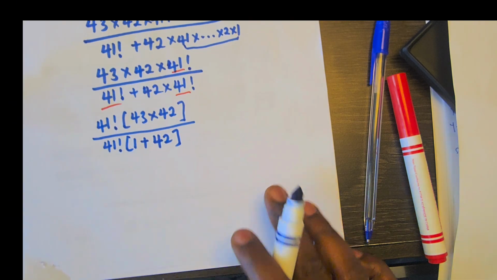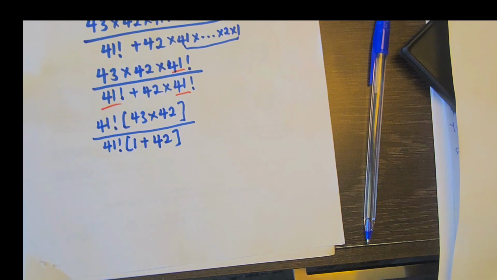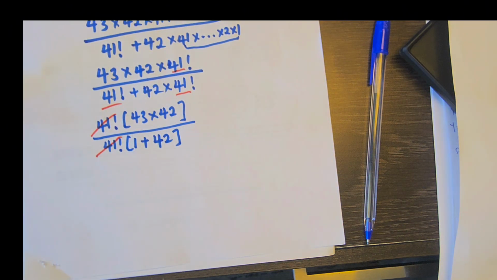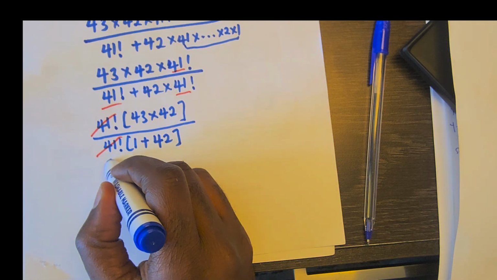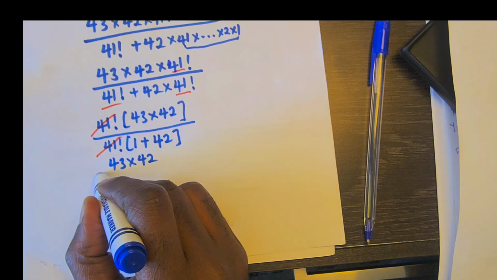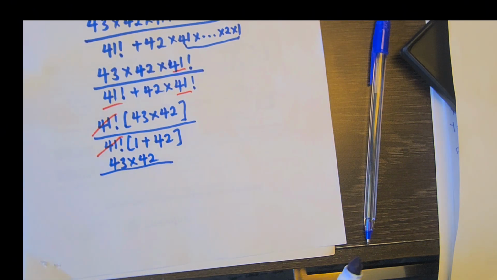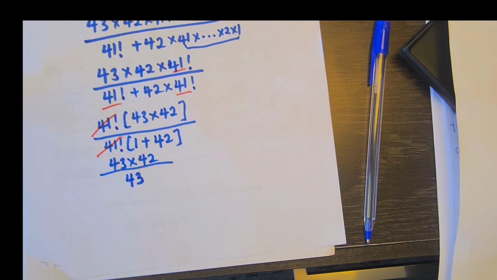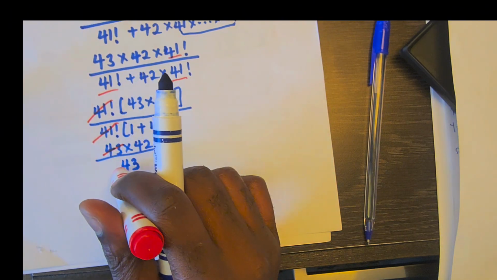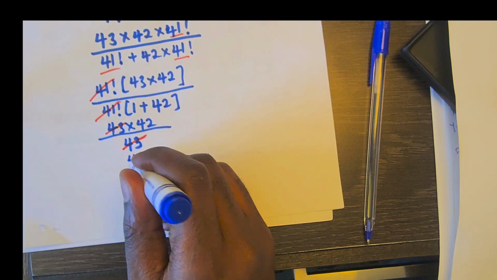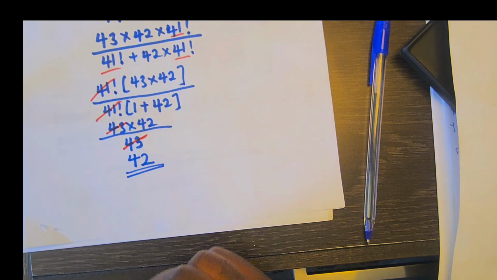Now, to simplify this further, here 41 factorial can easily cancel out 41 factorial. So here I have 43 times 42. And if you look at this denominator here, 1 plus 42 is the same thing as 43. So to make it more simplified, 43 cancels out 43. So from here, finally we have 42 as our final answer.